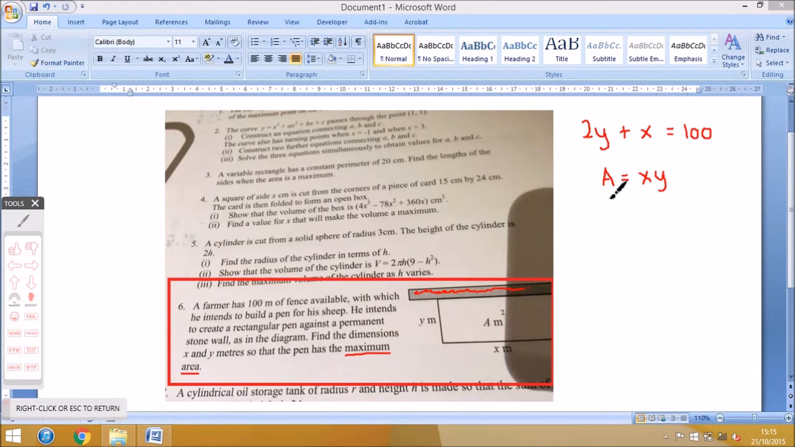We need to maximize A with respect to these two variables, but the only issue is we can only differentiate an equation in one variable. We can't have two variables here. We have X and Y, which can be any value. So what we need to do is eliminate one of these variables.